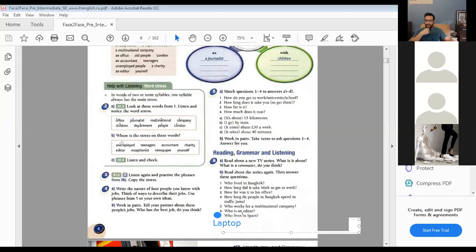Okay, now let's do these words and let's see if we can get the stress correct. I'll just read them and then you can repeat after me, okay? So the first word is, okay, let's see if you can read it. Let's divide them, Mohammed and Hind, okay? Mohammed, you can start.